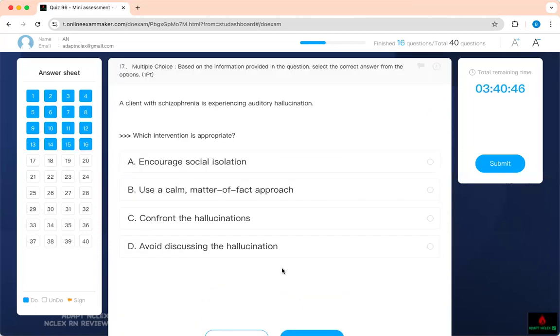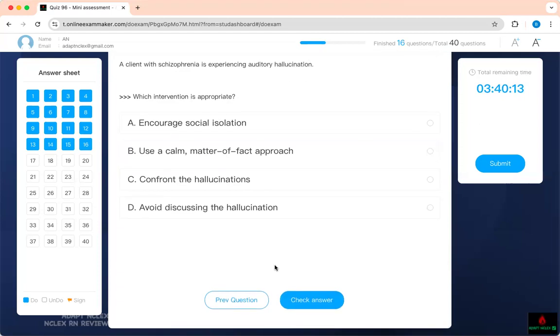Which intervention is appropriate? A client with schizophrenia is experiencing auditory hallucinations. He can hear things. Which of these is appropriate? Encouraging social isolation is not the best answer. Use a calm, matter-of-fact approach. This will allow therapeutic communication and be more supportive. Confront the hallucination. You should never argue. Avoid discussing the hallucination. You should find out the content of the auditory hallucination. So, using a calm, matter-of-fact approach, they will tell you the content.